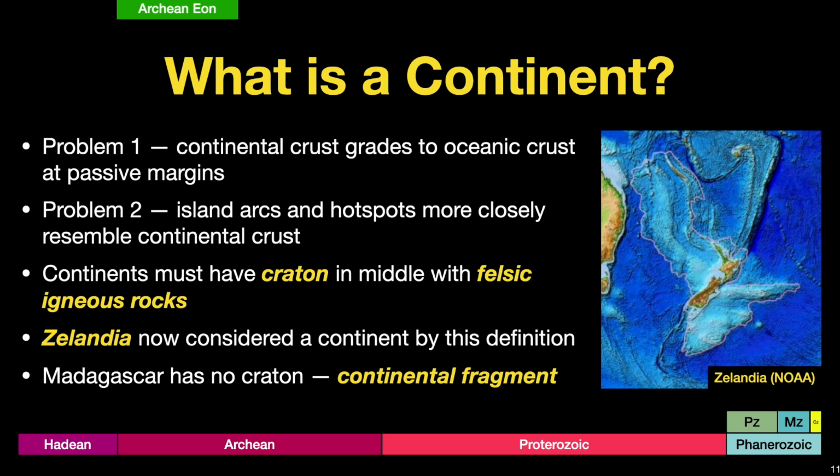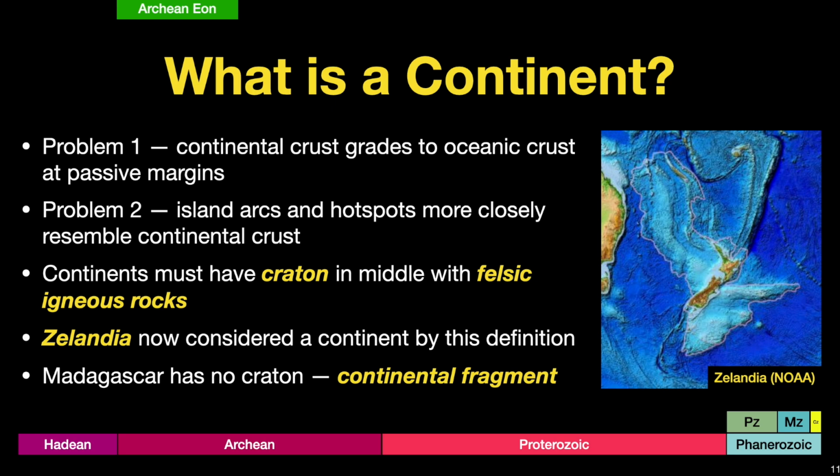So what exactly is a continent? Geologically, a continent must have a craton in the center, or the middle of it. And in addition to the craton, we must have felsic igneous rocks. So when we look around and explore the world, let's look at New Zealand.